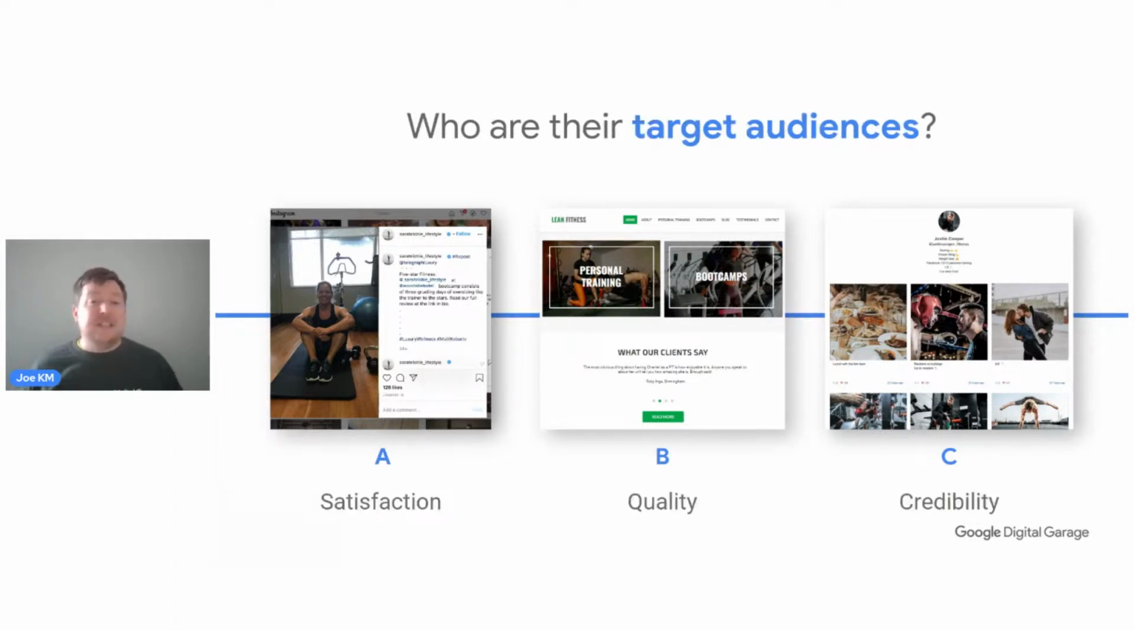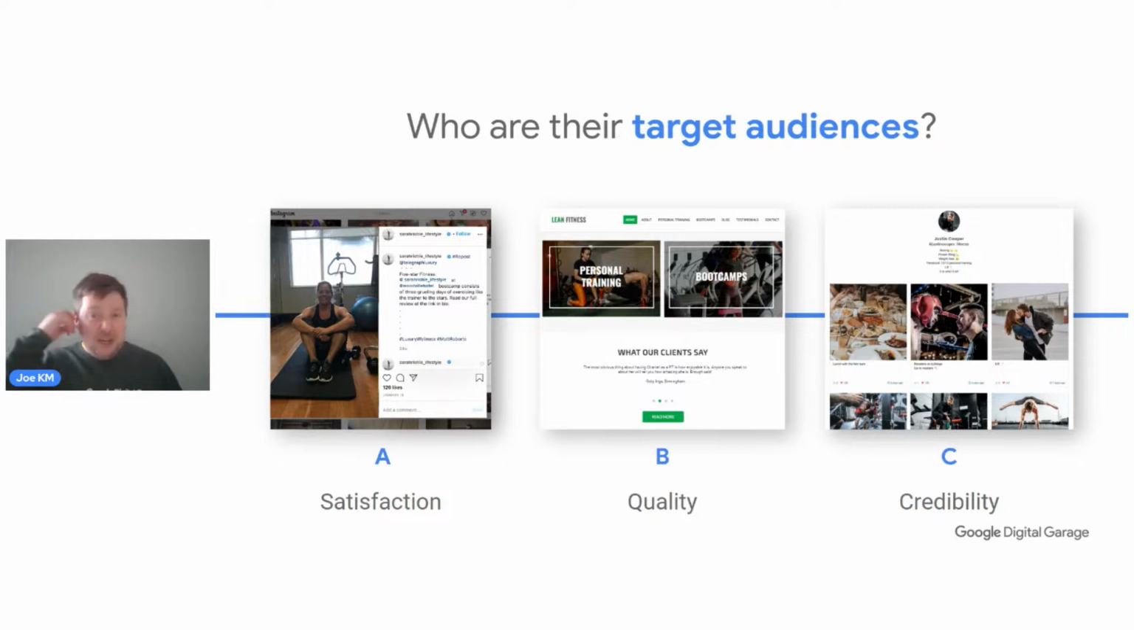The first one is satisfaction. That picture screams satisfaction. Good workout, finished. This could be you. The next one, quality. They've got personal training and boot camps and people saying exactly how good they are just below it, which straight away will hopefully align with these two to make you make a decision.